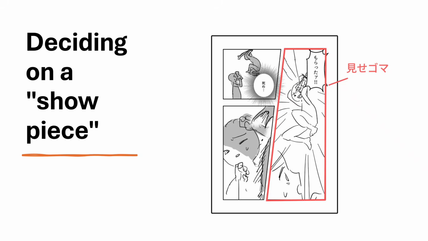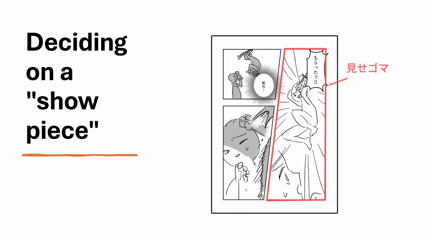How you decide on a misegoma, a showpiece. When you're making a scene, you're going to think about what's the most impactful moment on the page and put that panel in a large area, make it big. By focusing on this highly visible frame, the overall composition of the page will come together and the placement of the other frames will become smoother. So think about what's big first.